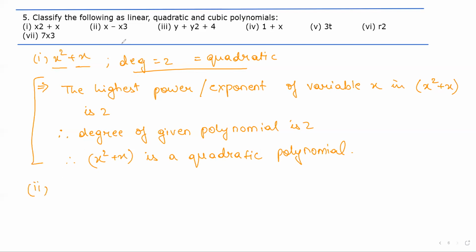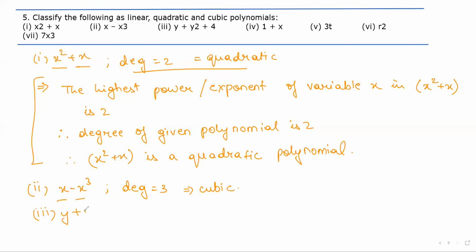Second question, you have x minus x cube. Here the degree is 3. Highest power of x is 3. In first term, the power of x is 1. Second term, power of x is 3. Degree is the highest power, which is 3. So it is a cubic polynomial. We will present it as we did in the first part.